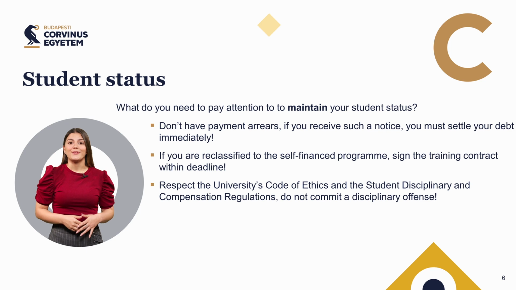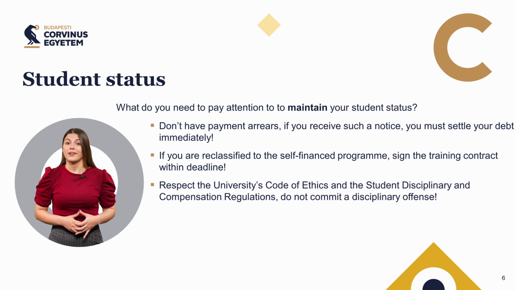So let's summarize how you can lose your already established student status. The termination of your student status can occur for several reasons. Termination by student request, termination due to transfer to another institution, termination due to payment errors, termination due to not accepting self-funded program costs by not signing the training contract within deadline. If it is relevant, the tuition fee will be announced after the end of the registration period and you must pay it within 8 days after the announcement.